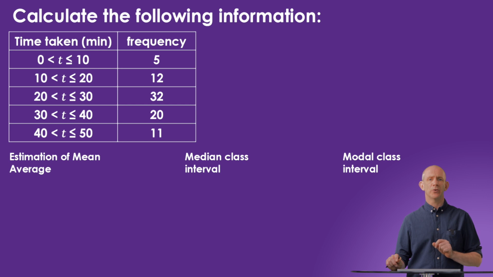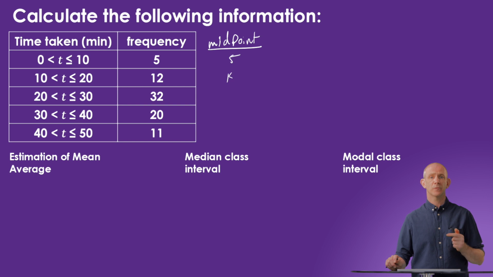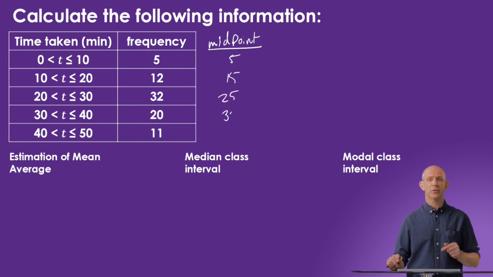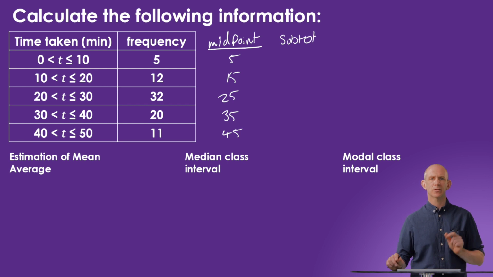As this is unknown, we need to roughly work it out by taking an estimate of each group interval. This is called the midpoint. For these groups, that would be 5, 15, 25, 35, and 45. We can now estimate the total time taken by each group interval for their lunch by multiplying the frequency by the midpoint of that group.